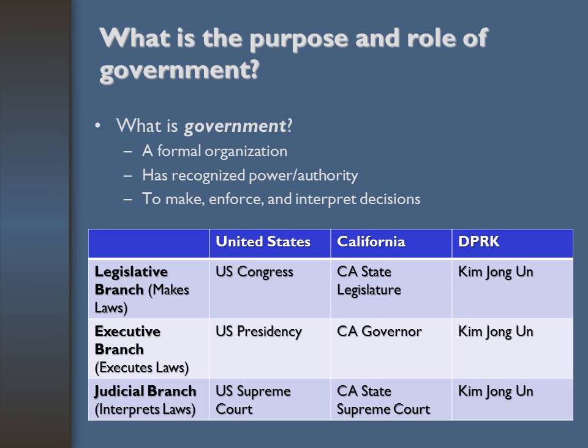Supreme Court. Now, if you take a look at the Democratic People's Republic of Korea, or in this case North Korea, the powers to make laws, execute laws, and interpret laws really belong to only one person. And as you can see up on the table, the person, of course, is the dictator Kim Jong-un.